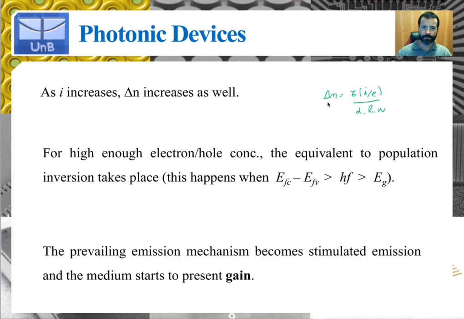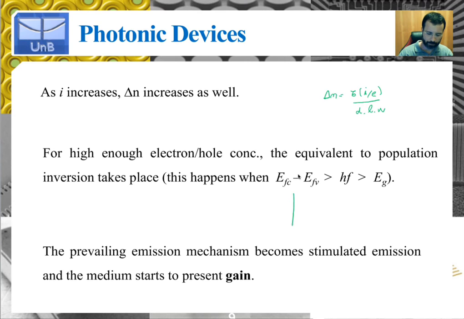Therefore, if this is the equation that relates the excess carrier concentration delta n to the forward bias current I, we see that as I increases, delta n increases proportionally. There's a linear relationship. As you increase I, you will increase delta n, and for a high enough electron hole concentration, the equivalent to population inversion will take place.